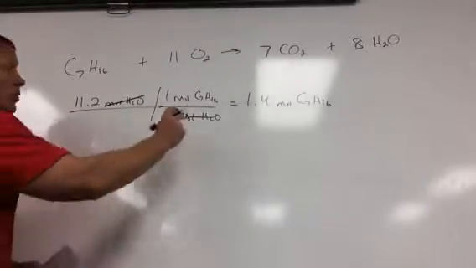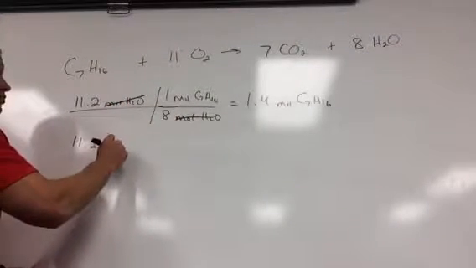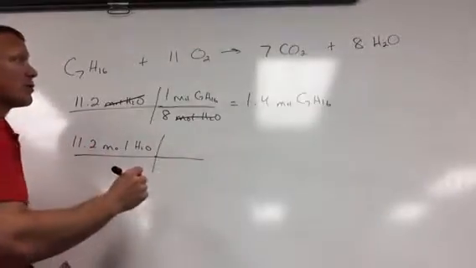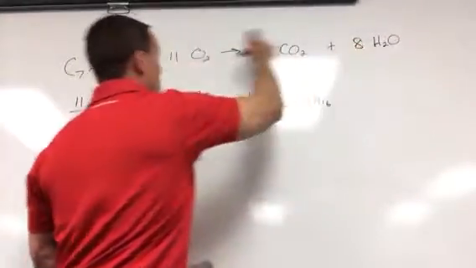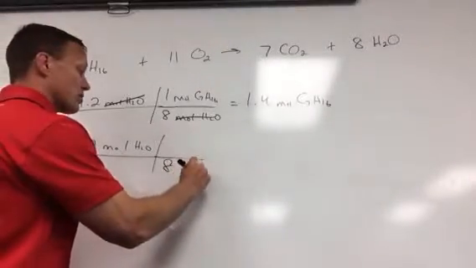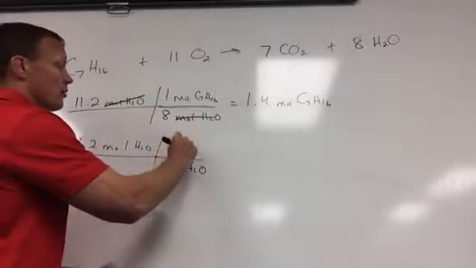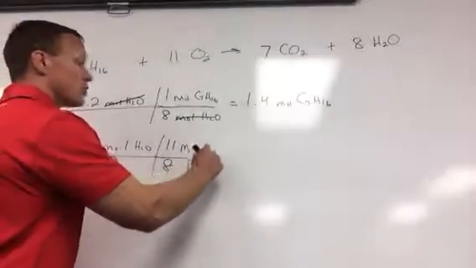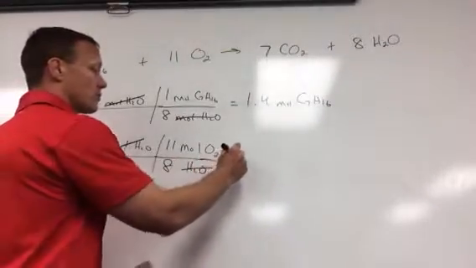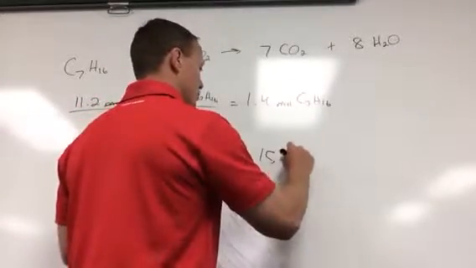Same thing. I can start with this number now, or I can start with 11.2. Makes no difference. If I say I have 11.2 moles of water, my ratio in this case is for every 8 moles of water, there's 11 moles of oxygen. Those cancel, and we're left with 15.4 moles of oxygen.